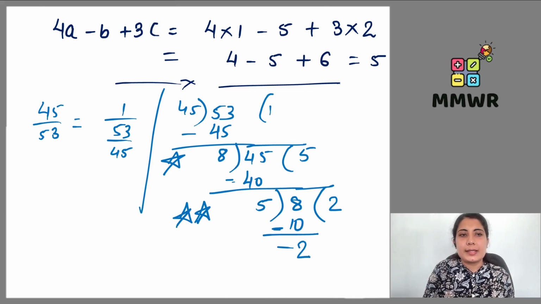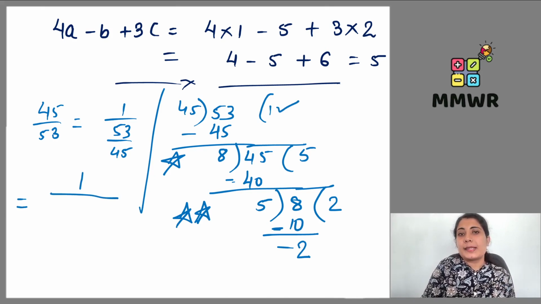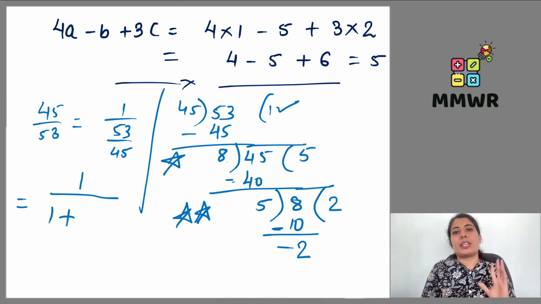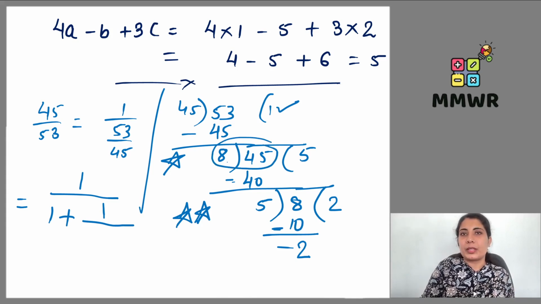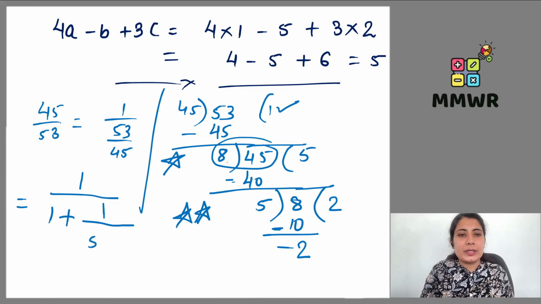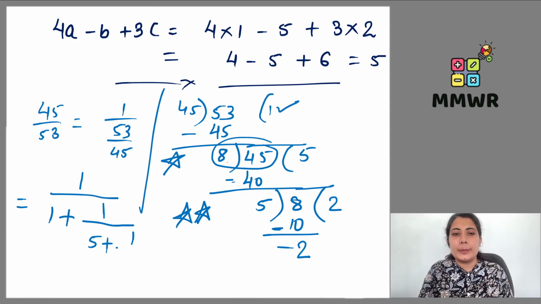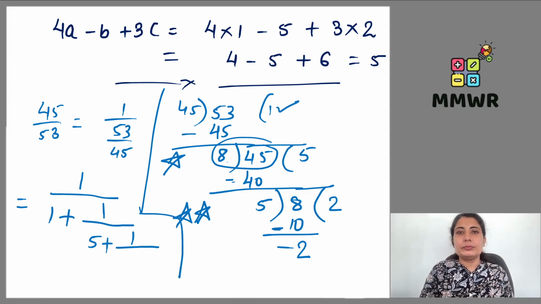So this can be written as 45 upon 53 can be written as 1 upon 1 plus 8 upon 45. 1 plus 8 upon 45, which gives us 1 plus 1 upon 45 upon 8. This is 45 upon 8. Okay. So 45 divided by 8 gives me 5 plus 5 upon 8. Now 5 plus 5 upon 8 can be written as 5 plus 1 upon 8 upon 5. So 8 divided by 5 gives me 2 minus 2 upon 5.